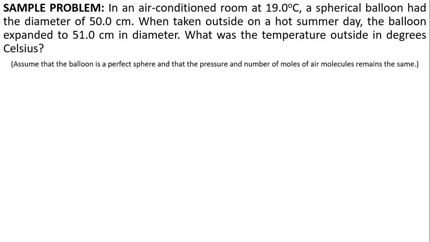Okay. So in an air-conditioned room at 19 degrees Celsius, a spherical balloon had a diameter of 50.0 centimeters. When taken outside on a hot summer day, the balloon expanded to 51.0 centimeters in diameter. What was the temperature outside in degrees Celsius?